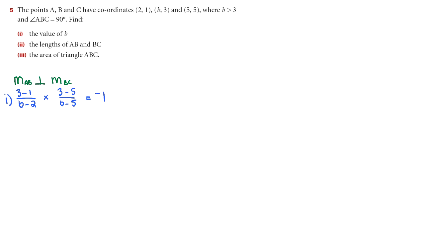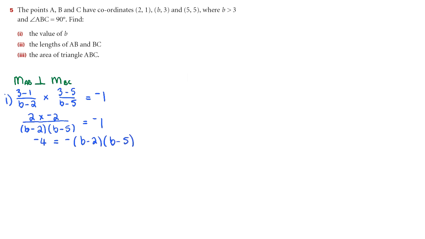Okay, we want to simplify. 3 minus 1 is 2 and 3 minus 5 is -2, so we have 2 times -2 divided by, let's put it in brackets because they are being multiplied, b minus 2, b minus 5, and of course that equals -1. Let's take the denominator of the brackets up to the other side and we'll get 2 times -2 is -4, and it comes over, the negative sign gets to stay there, and we'll have b minus 2, b minus 5. Let's leave it like that for the moment.